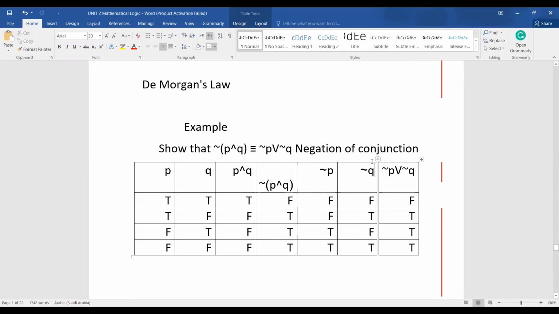Next, we need to find negation Q. That is the opposite of Q. We have Q true, it will be false. False would be true. True would be false. And false would be true.